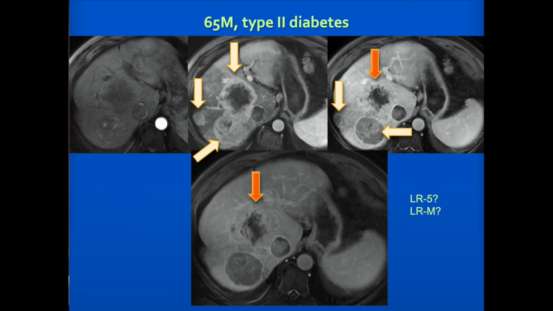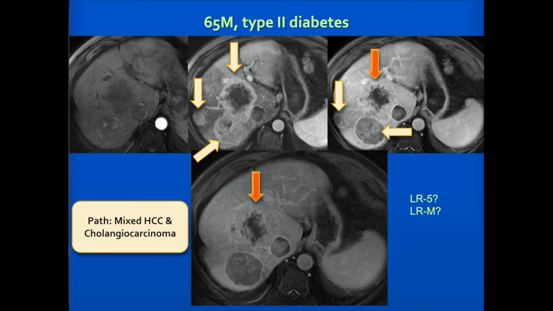So if you look at this patient who had diabetes, we see these arterial phase hyperenhancing masses. And then as you go into later phases, the one that's sort of more central shows persistent enhancement that does not wash out, whereas some of the other masses show very distinct washout and capsule appearance. At biopsy, this indeed turned out to be a mixed HCC cholangiocarcinoma. So this is one of the more spectacular examples of the mixed type pathology, and that's observed in about 5% of HCC tumors.